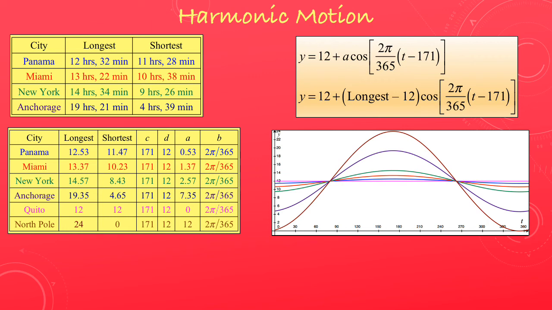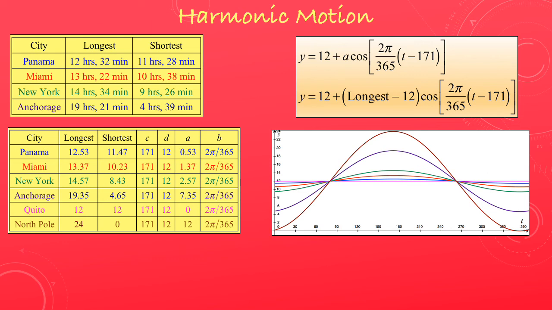There are no cities directly on the North Pole. The closest is about 600 miles away. But if there were, the longest day would be 24 hours and the shortest day would be 0. That would make A equal to 12.